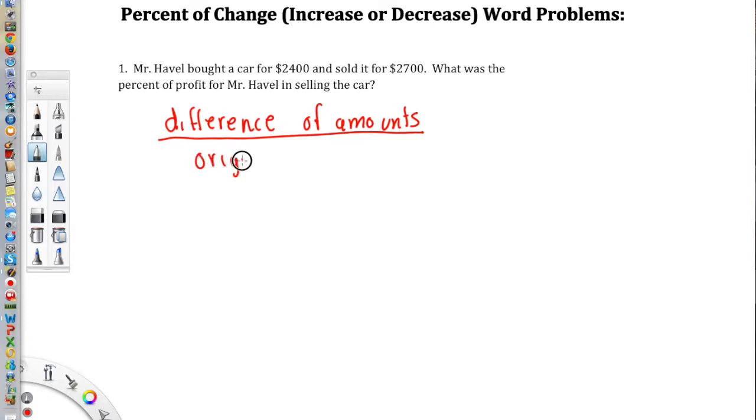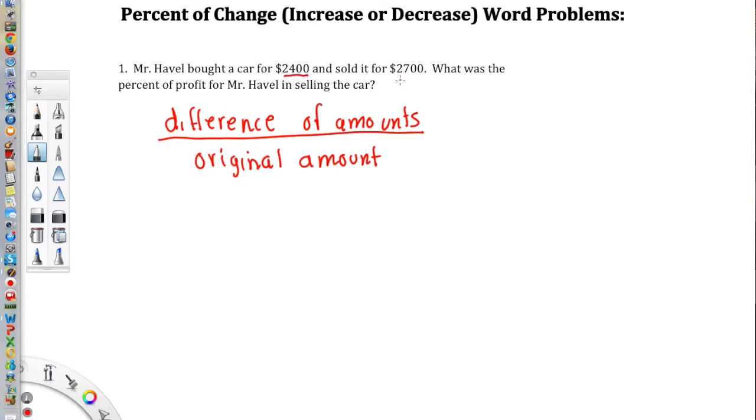Well, the first thing we want to do with any type of percent of change problem is we need to set up this formula. Okay, the percent of change is found by taking the difference of amounts, okay, and that's your change. That's the change that's going on, the difference of amounts, and divide that by the original amount or value.